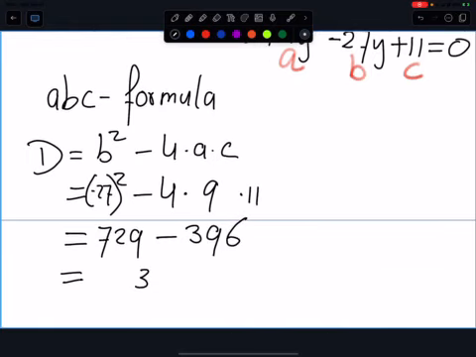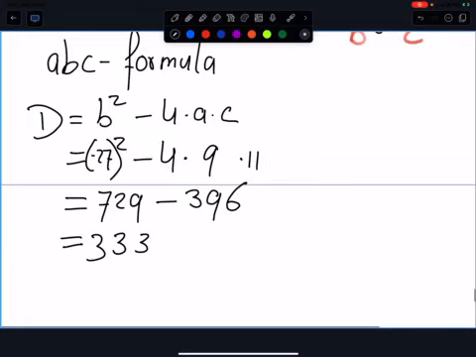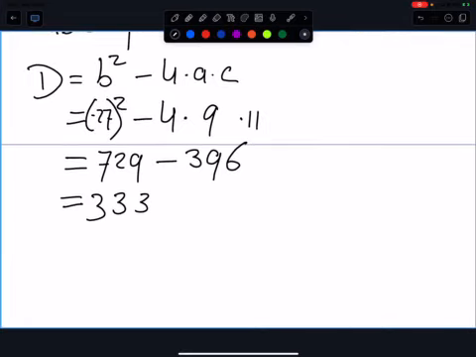This becomes 333. Hey, 333. Yes, those who have money today, place all your money in this number. And when you win 5 million, give all to me and I give back your 1 billion. The discriminant is 333.